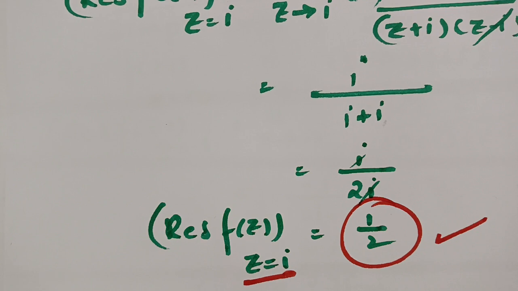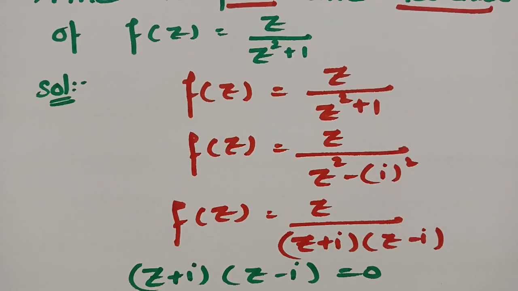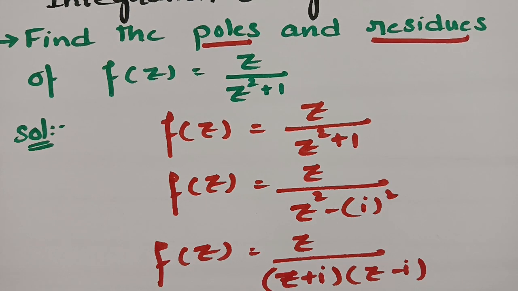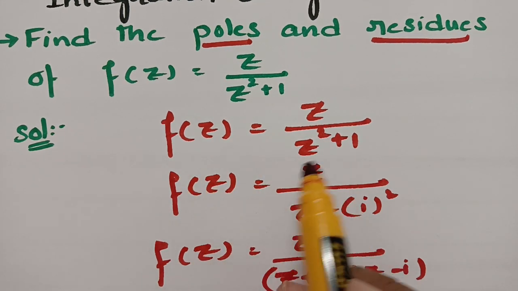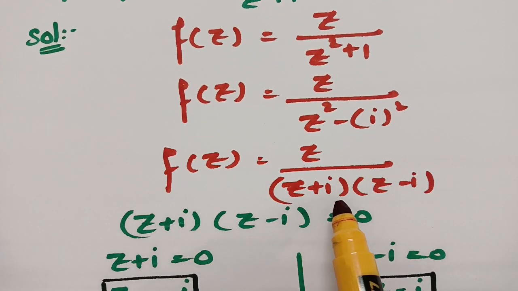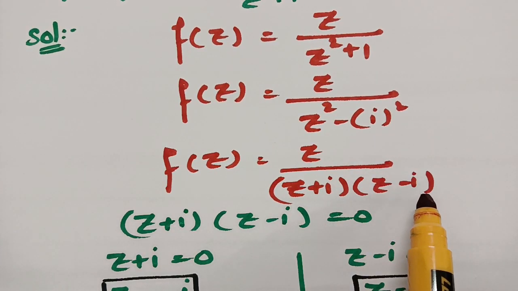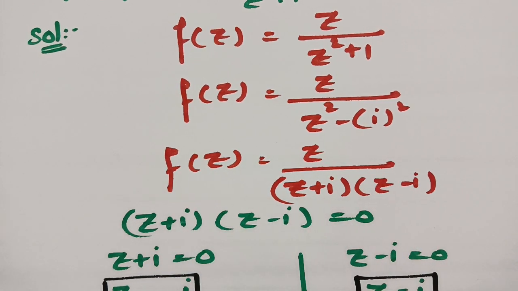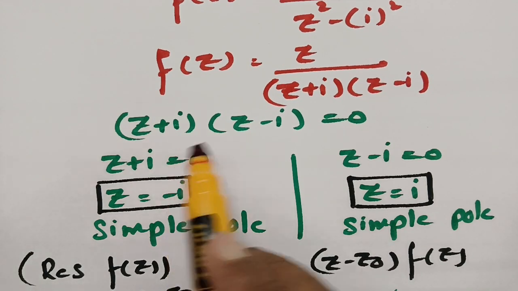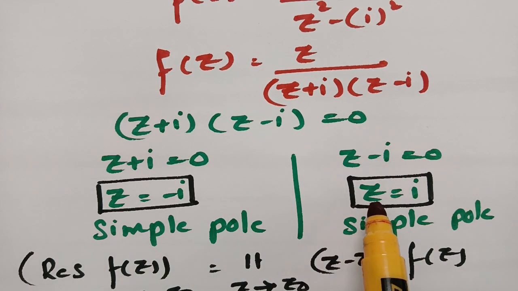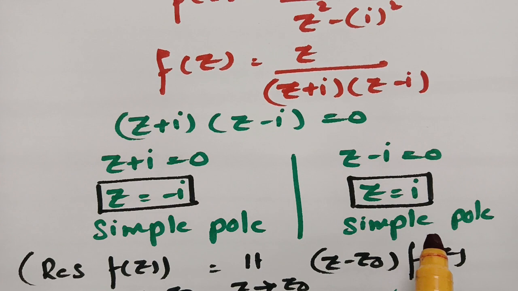So this is how we have to solve, and let me explain once again. First of all, we have to find the poles and the residues of the given function. The given function can be written in the form of a square minus b square, which I have written as a plus b into a minus b. In order to find the poles, we have to equate the denominator to 0. After equating each term in the denominator to 0, we got the poles as z is equal to minus i and z is equal to plus i, which are simple poles.